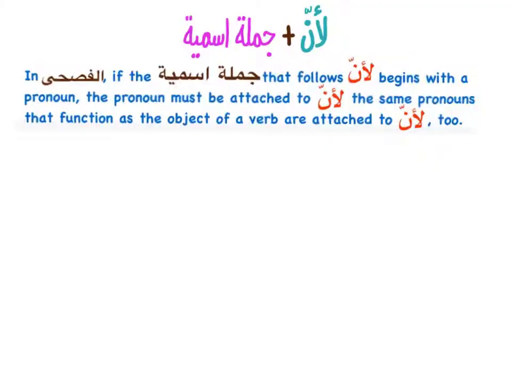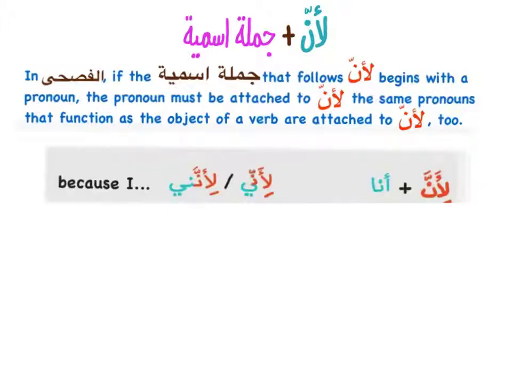Okay, so in فصحى, if the جملة اسمية that follows لأن begins with a pronoun, the pronoun must be attached. We just saw that. To لأن, the same pronouns that function as the object of a verb are attached to لأن too. Easy. We'll see an example. So, if we have لأن plus أنا, it becomes لأني or لأنني, because I. Simple, right? Okay, moving on.